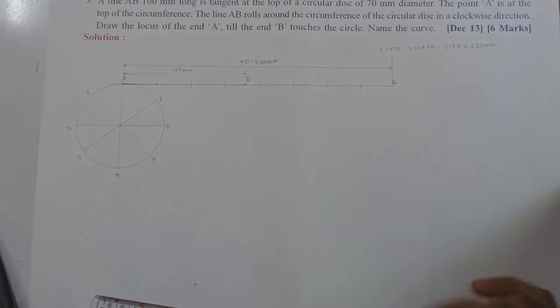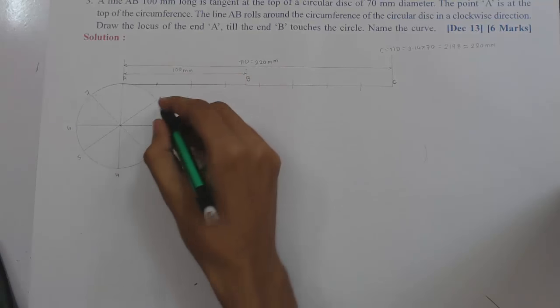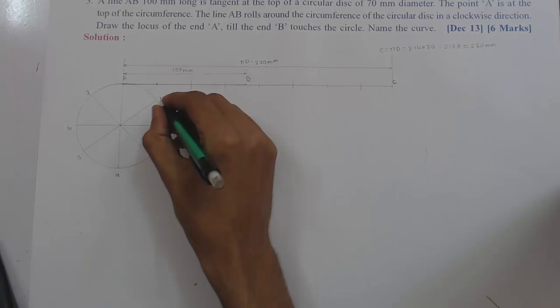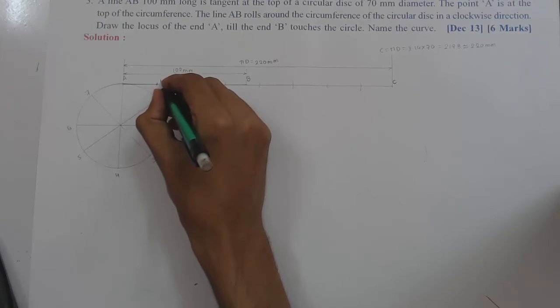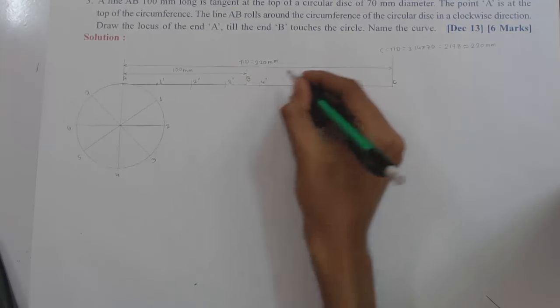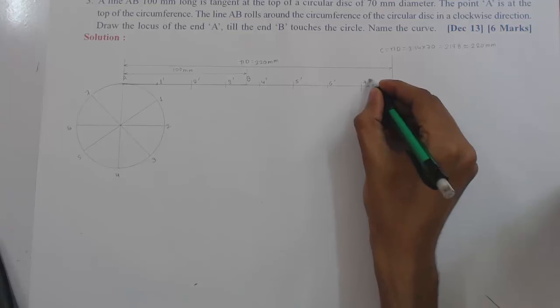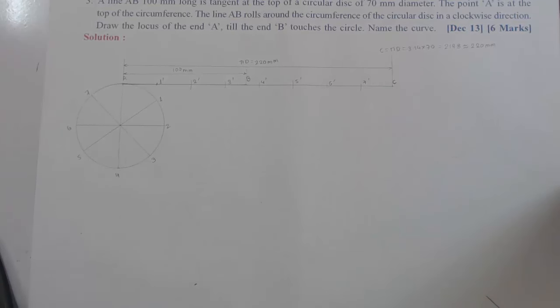It is okay, it is acceptable. Now I'll name these divisions. Since I have marked 1 here, I'll name this as 1 dash, 2 dash, 3 dash, 4 dash, 5 dash, 6 dash, 7 dash, and the end part is C.